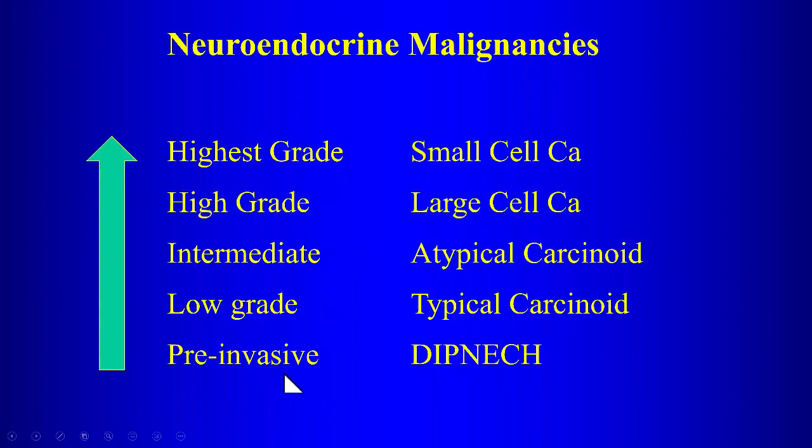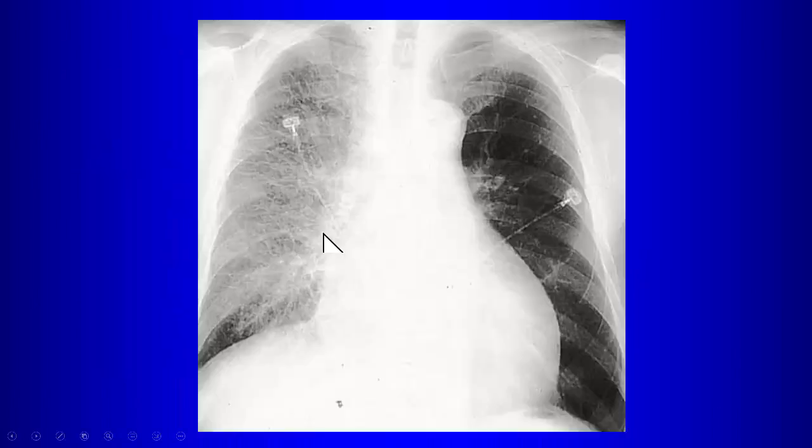All right. So here we can talk about neuroendocrine malignancies as they involve the lung. At the pre-invasive stage, we have DIPNEC, low-grade typical carcinoid, intermediate atypical carcinoid, high-grade large cell cancer, and then the highest grade is small cell lung cancer.